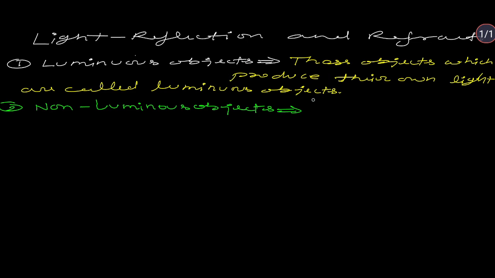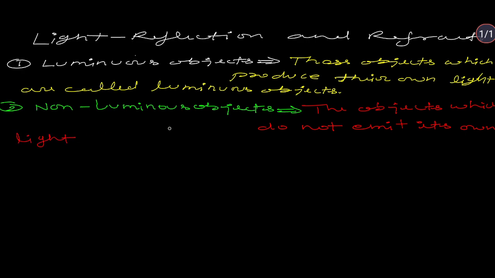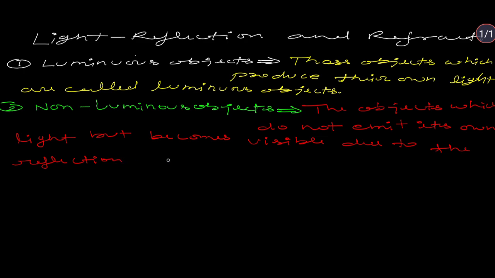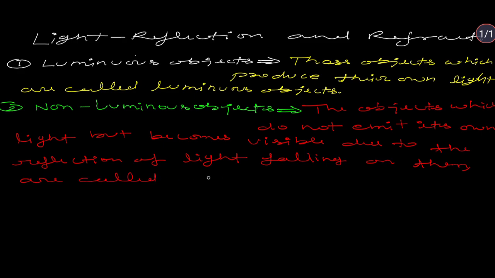Those objects which do not emit their own light, but become visible due to the reflection of light falling on them, are called non-luminous objects.